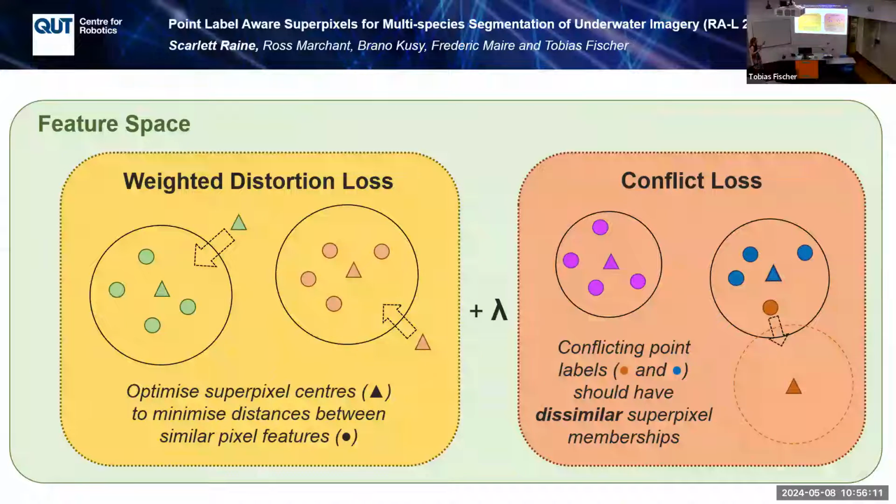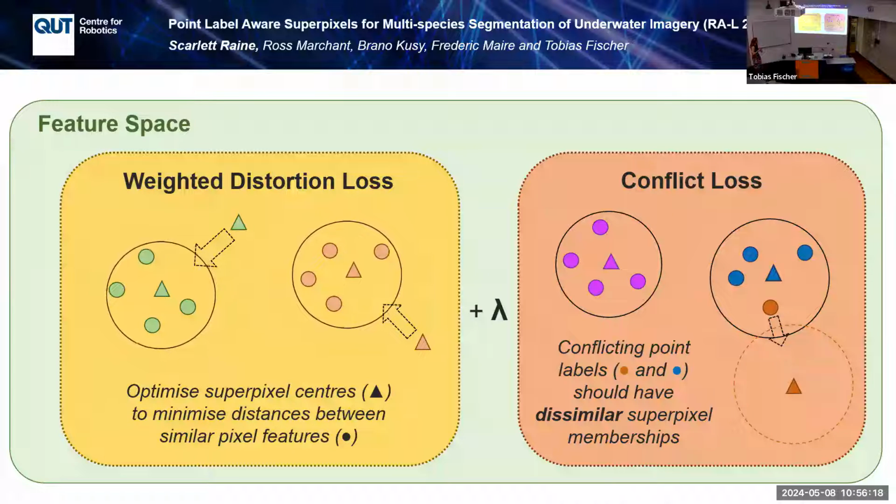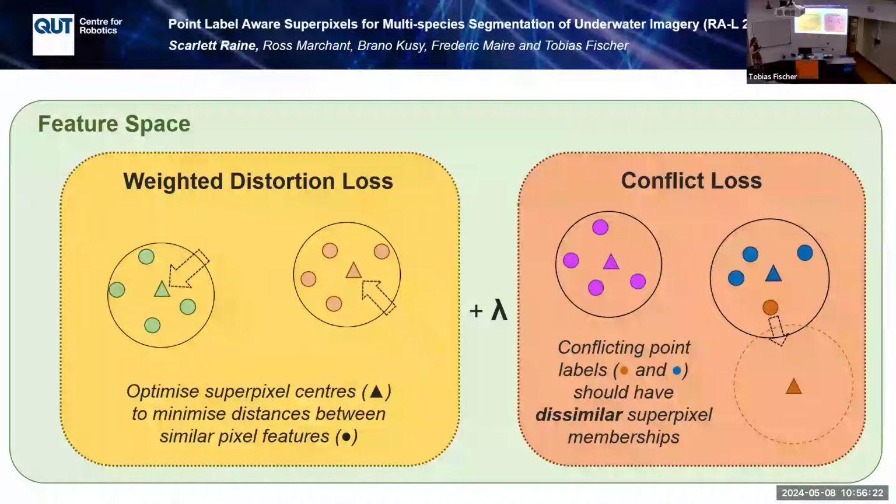The first is a weighted distortion loss, and this minimizes distances between deep pixel features. Our second loss term is the conflict loss, and this loss term considers those conflicting point labels and says that where the points have different class labels, they should be placed in different superpixels. The combination of these two loss terms produces superpixels that really closely conform to our species boundaries.